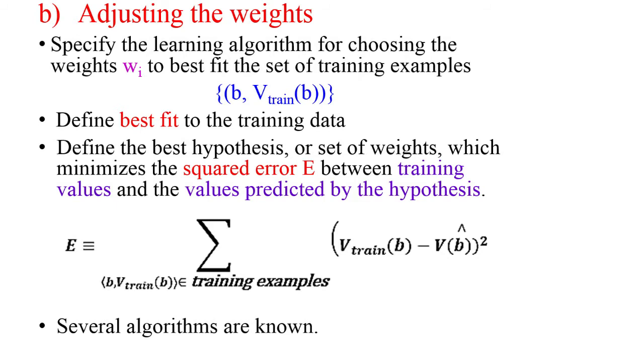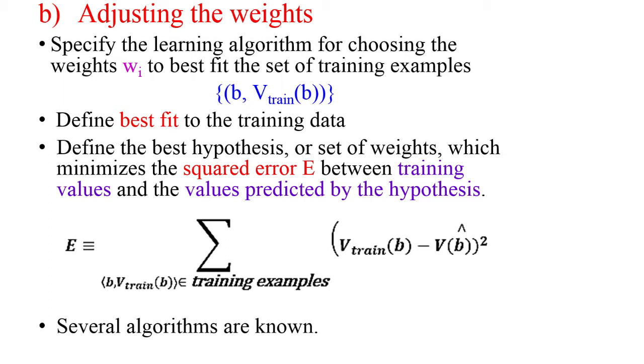The second step in the function approximation procedure is adjusting the weights Wi to best fit the training examples. Here we specify the learning algorithm for choosing the weights Wi to best fit the set of training examples. There may be many algorithms. Out of them, we need to select an algorithm which will best fit our training examples. We know that our training example has two factors: one is B, the board state, and the second is V train B, the training value for the corresponding board state.